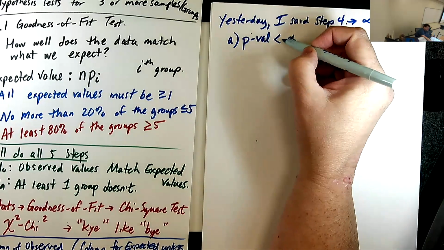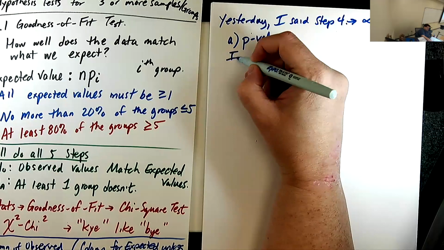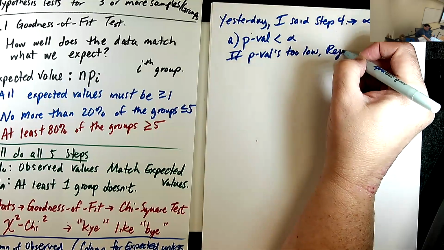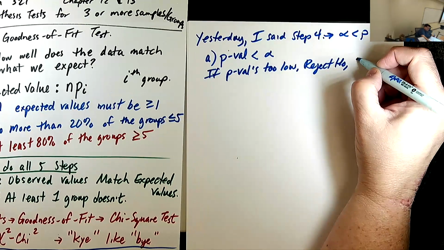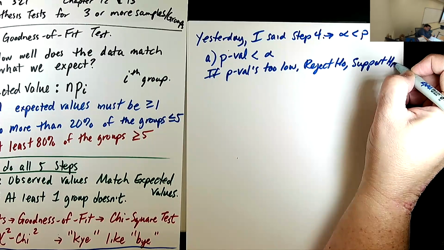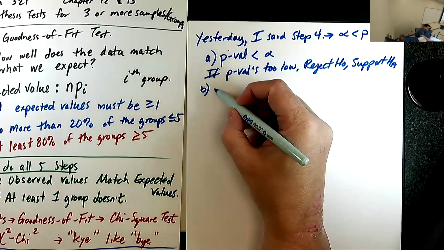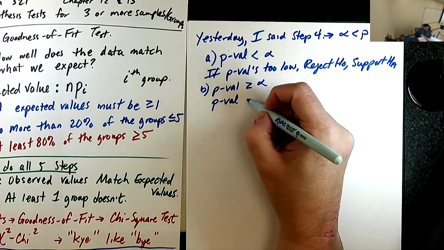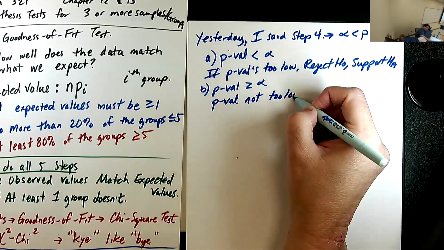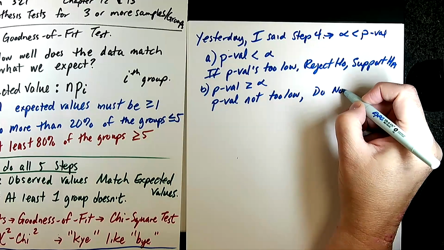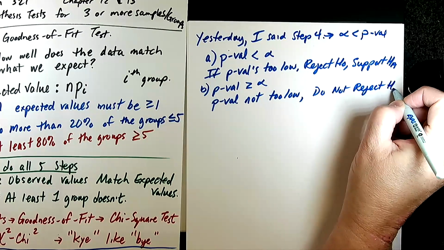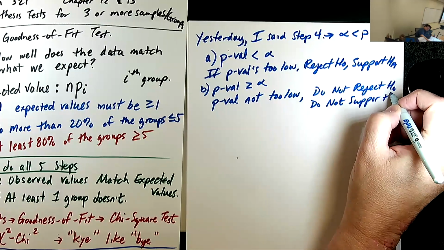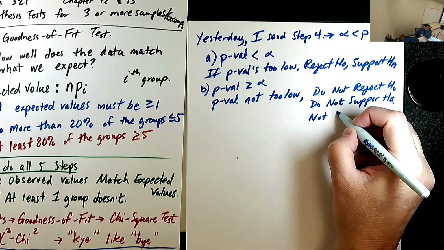So if p-value is less than alpha, p-value is too low. Reject the H naught. Support HA. And then B is if p-value is greater than or equal to alpha. If p-value is not too low, do not reject H naught. Do not support HA. And there is not enough evidence.